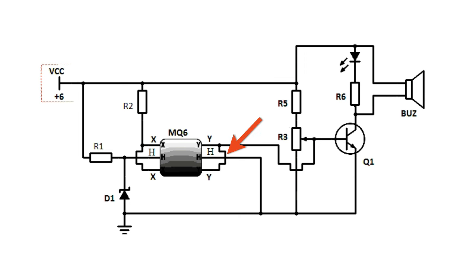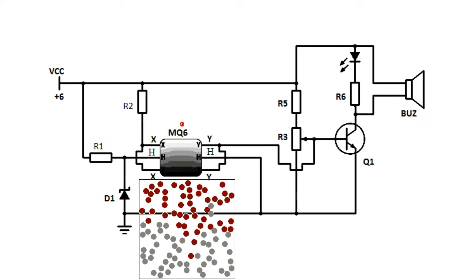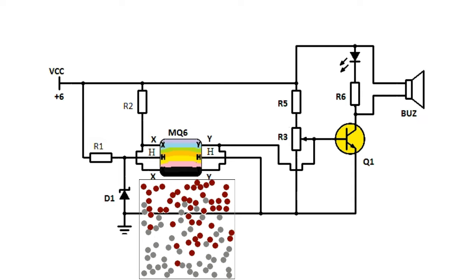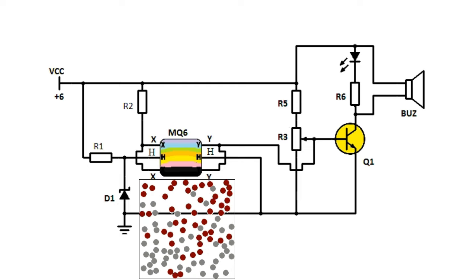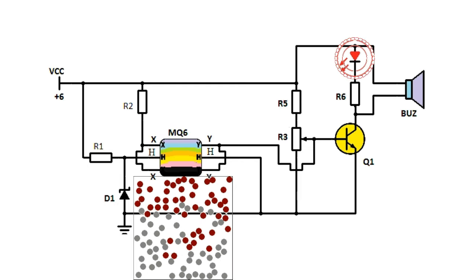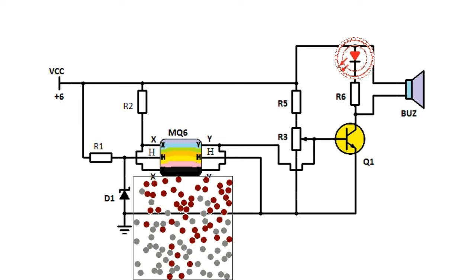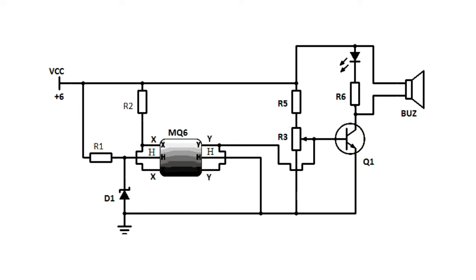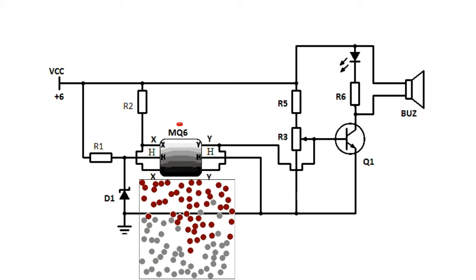while the YY pin is connected to the base of the transistor BC548. The 100 kilo ohm preset resistor is used to set the sensitivity. When the gas concentration in the air increases, its output goes high and it makes the transistor trigger the buzzer and an LED. The buzzer and the LED remain powered until the concentration in the air decreases below the specified level.